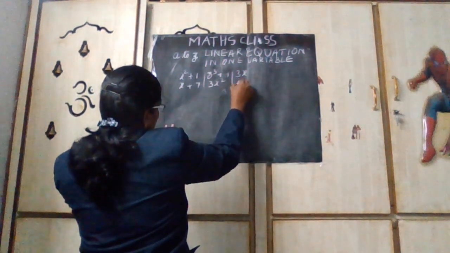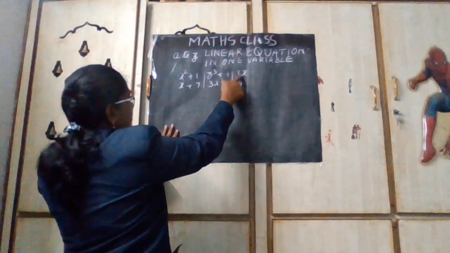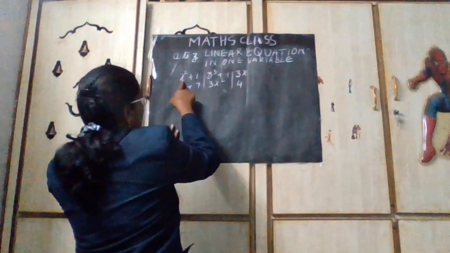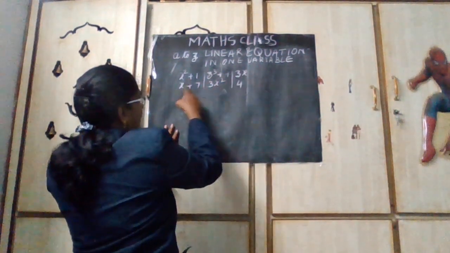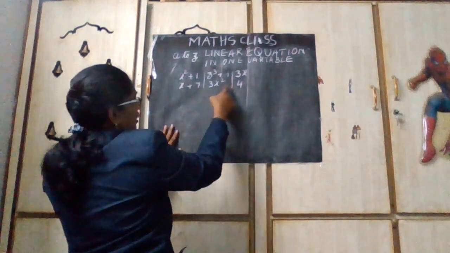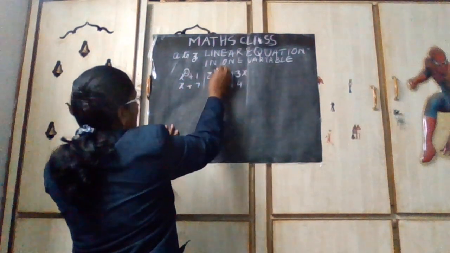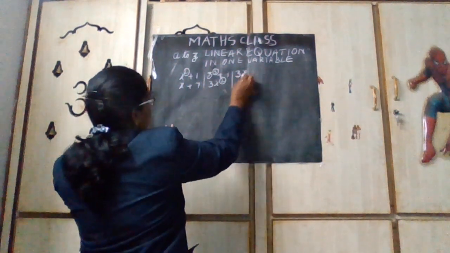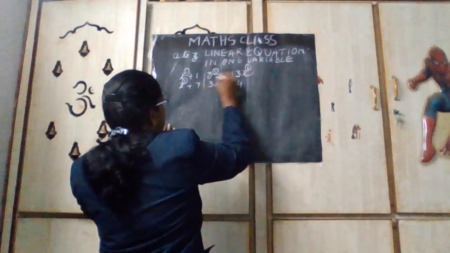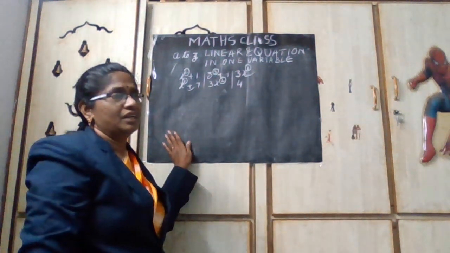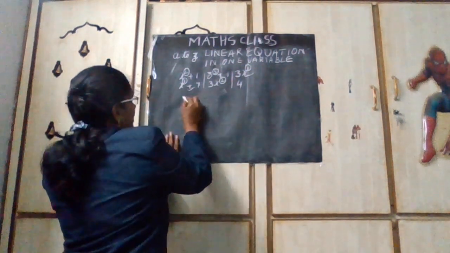In total, 1, 2, 3, 4, 5, 6. Here the variable is there, here also, here also. Read the expressions: x square plus 1, x cube plus 1, 3x, x plus 7, 3x square and 4. What is the exponent, the power, here? 2. Here the power is 3. Here 2. Here 1. Here also 1. Such type of expressions with power 1 are called linear expressions. But here we said equation.